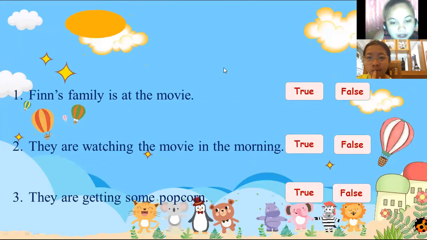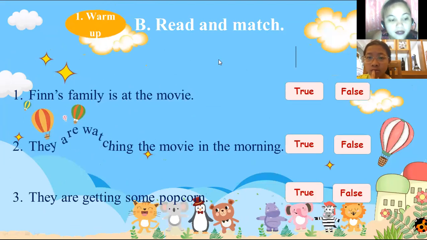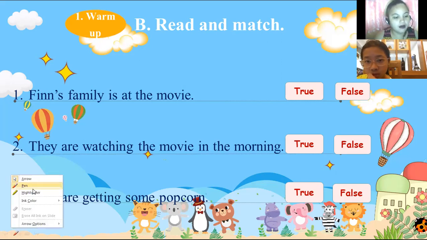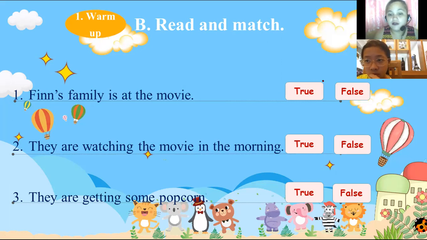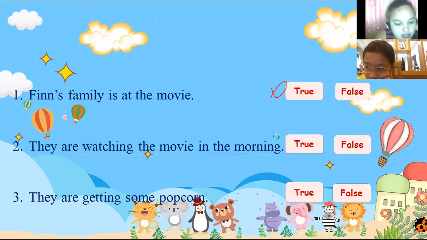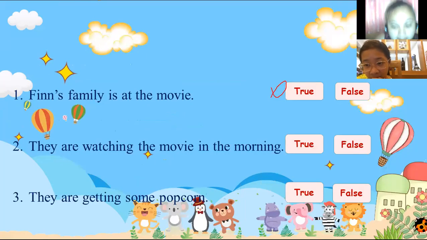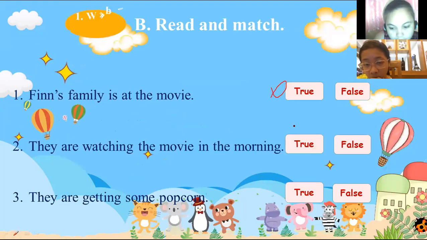Okay, so let's answer some questions right here. So tell me if it's true or false, okay? Number one, Finn's family is at the movie. True or false? False. Okay, next. They are watching the movie in the morning. True. Okay, they are getting some popcorn. True. Okay, so you got 1 point here because their family is at the movie, right? And then, okay, let's check here. Okay, so they are at the movie, 3 o'clock. Okay, so it's in the afternoon and not in the morning. All right. So 1 point here, Laura.